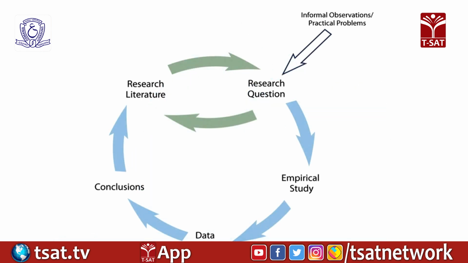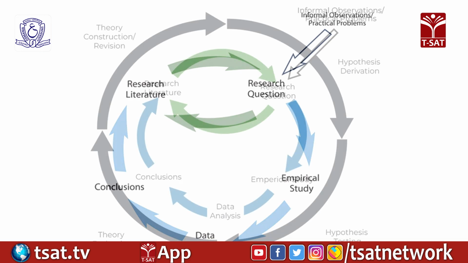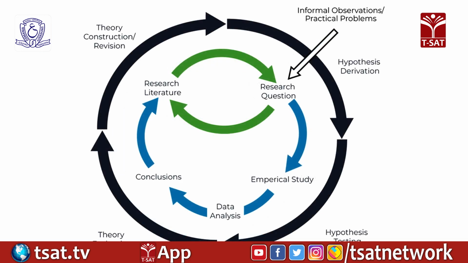The researcher formulates a research question, conducts a study designed to answer the question, analyzes the resulting data, draws conclusions about the answers to the question and publishes the results so that they become a part of the research literature. Because the research literature is one of the primary sources of new research questions, this process can be thought of as a cycle. New research leads to new questions, which lead to new research and so on.